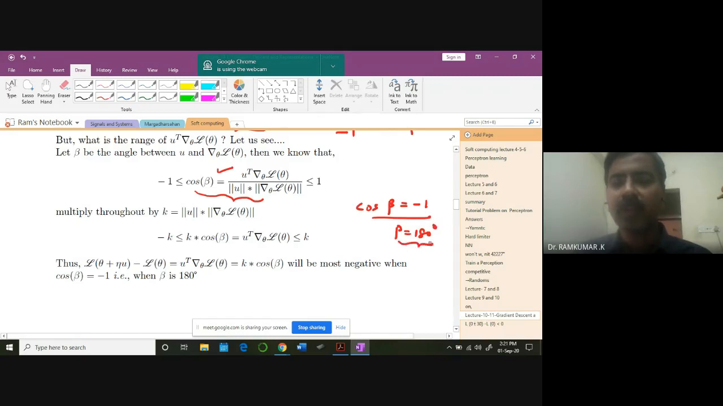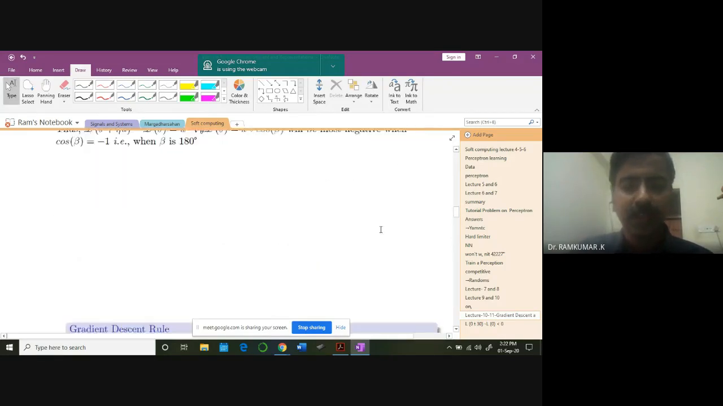Then what does that really convey? Your newly updated u transpose, what is u? That is nothing but delta w, delta b. These new values should point in the direction negative to the gradient. That means the gradient is dou L by dou theta. So these two should be pointing in opposite directions. Therefore, that's why you are getting that negative value.